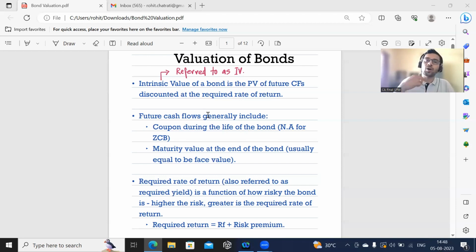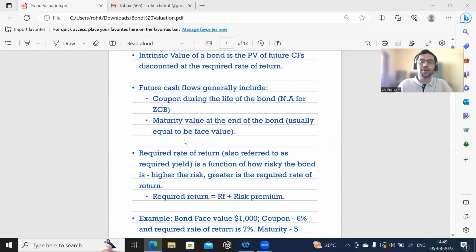And what the required rate of return is, is again a function of how risky a bond is. If the bond is having a greater risk, then higher will be your required return. Higher the risk, more will be the required rate of return. Now let's just think, why higher the risk, higher the required rate of return. I am giving you two options. One option is you go and invest your money with State Bank of India, and State Bank of India will give you 7%.